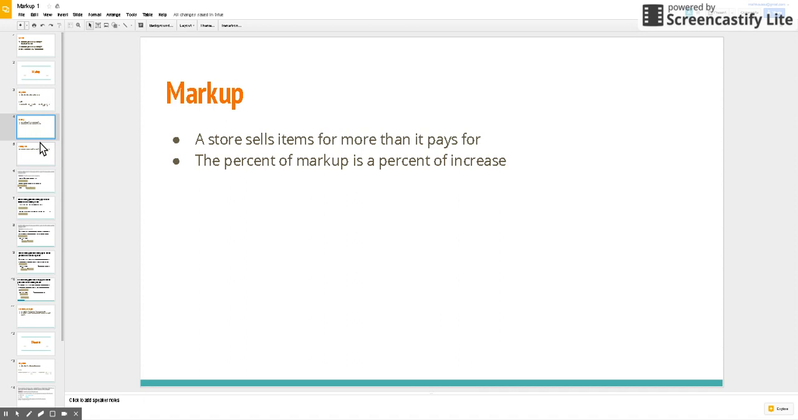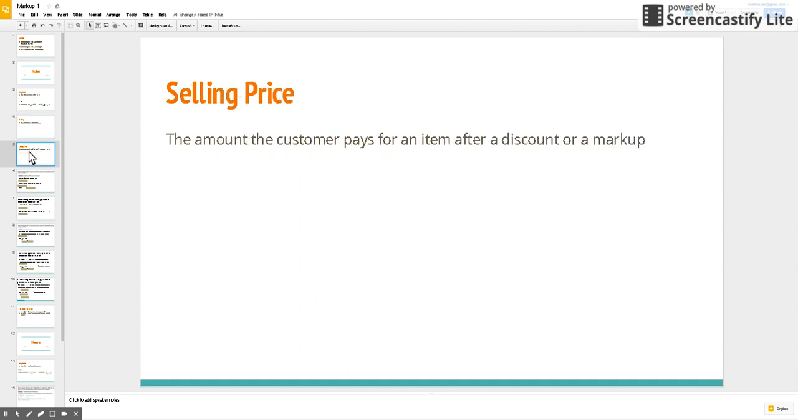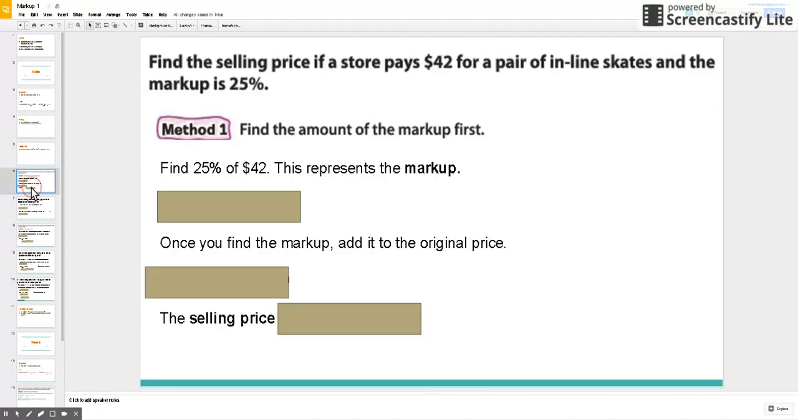Okay, so let's go over what a markup is. A store sells items for more than it pays for, and the percent of markup is a percent of increase. The selling price is the amount that the customer pays for an item after a discount or a markup. So the final selling price is how the store sells it to you as a customer.